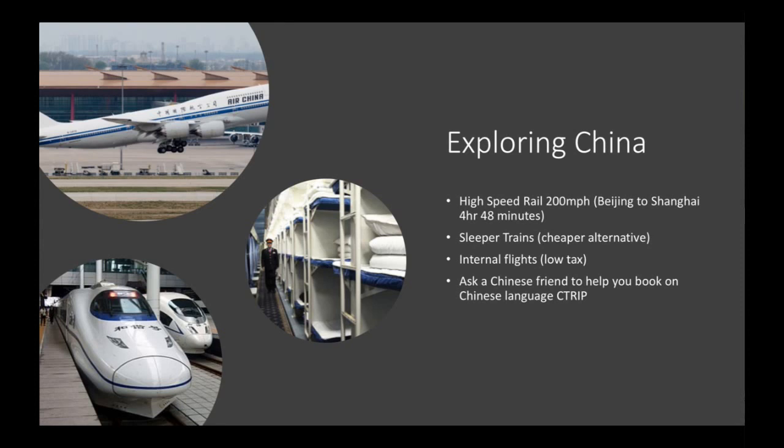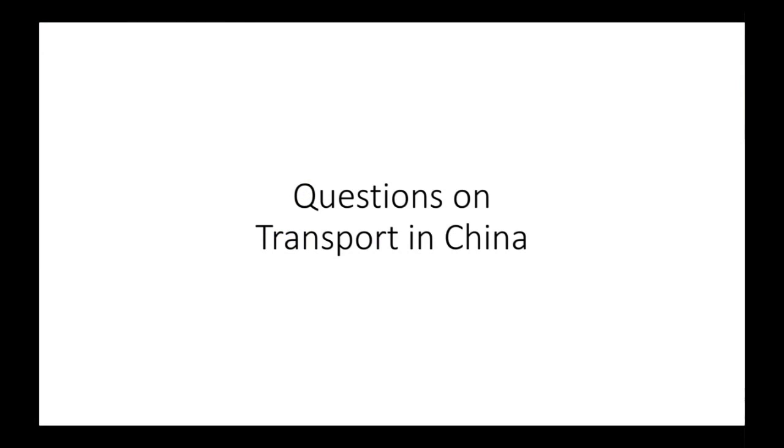Now, C-Trip, or Trip as it's called in the English language version, you can book flights, you can book internal trains in China, you can use it to book pretty much anything and go and collect your tickets. But it is worth asking a Chinese friend to use the Chinese language version, as you will find on the Chinese language version that pretty much all modes of transportation and tickets are significantly cheaper than using an English language version. Now, any questions on transport in China?